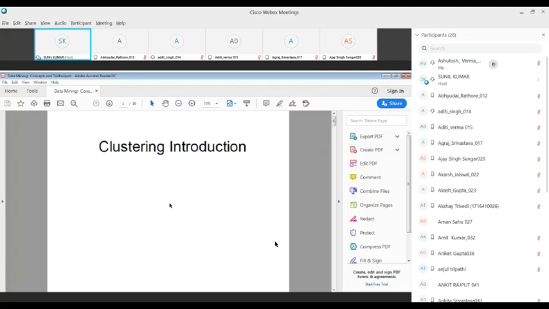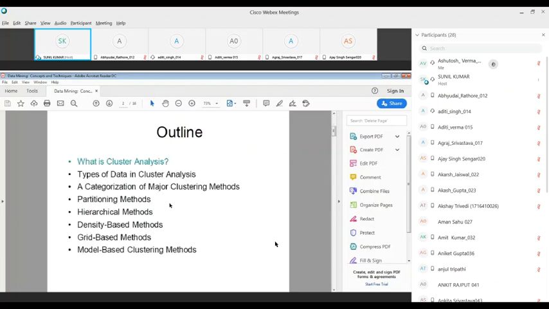So, clustering introduction. What is basically clustering is that we are going to see a cluster. We will analyze the cluster and then we will see types of data in cluster analysis. When we go for clustering, we see what are the various types of data that are used in cluster analysis. It is not only the case that we have only numerical data. Then we will see the major categorization of clustering methods. There are various categories in which we can categorize the clustering methods. We will see them one by one.